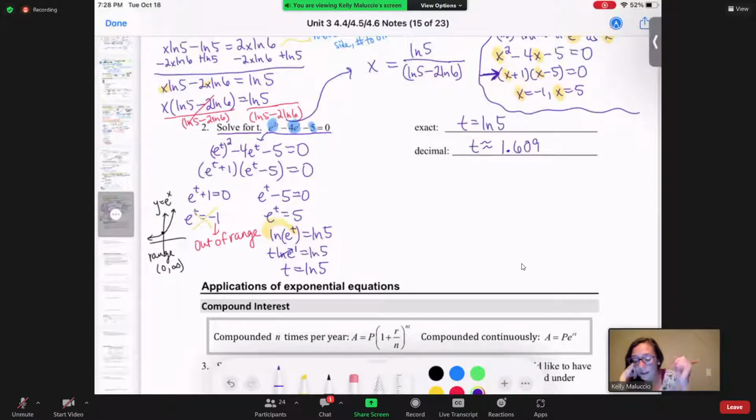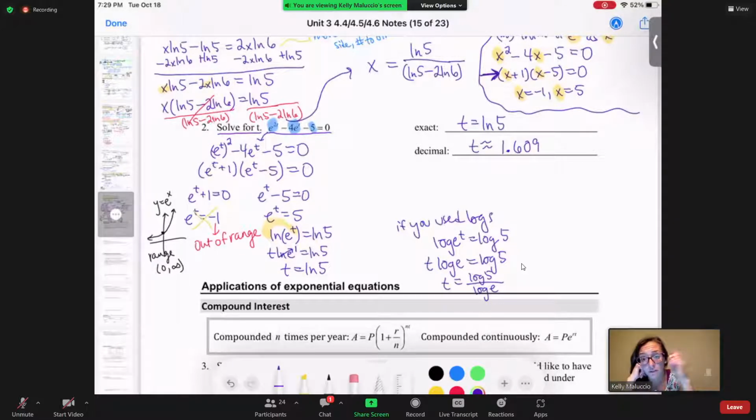1.609. Now, if you did logs here, I want to make an important note. If you used logs, then you would get log e to the t equals log 5. You'd get t log e equals log 5. Your answer would be log 5 over log e. It would not just be log 5, right? Because our bases are different.